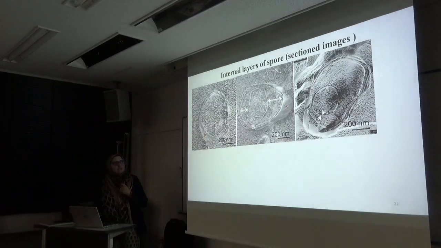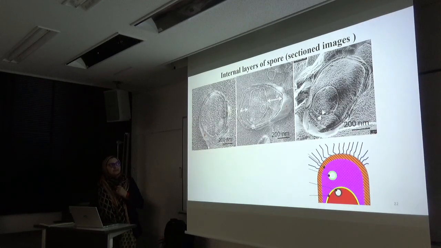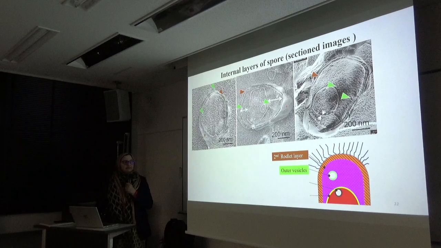So this shows the other layers. For example, we could see the rodlet layer, which is indicated with a brown asterisk and with a triangle. I think these are the remnants of the rodlet layer. And then outer vesicles: outer vesicles refer to the vesicles outside the core membrane. These are vesicle-like structures outside the core membrane, which are indicated with the green triangle.